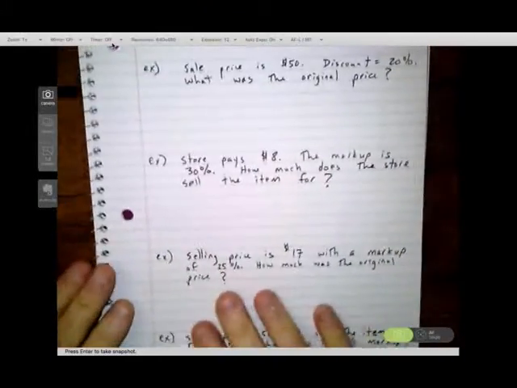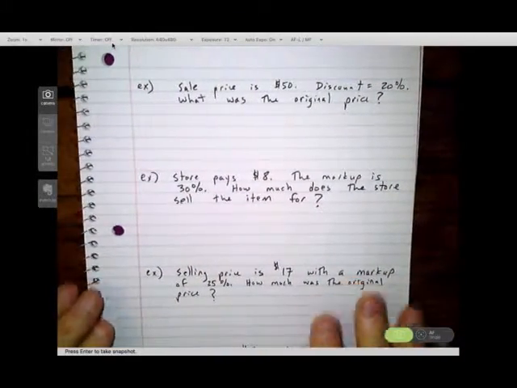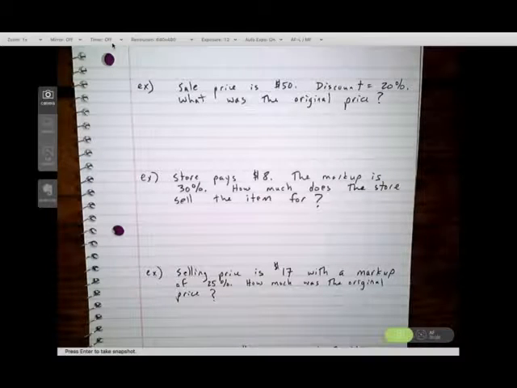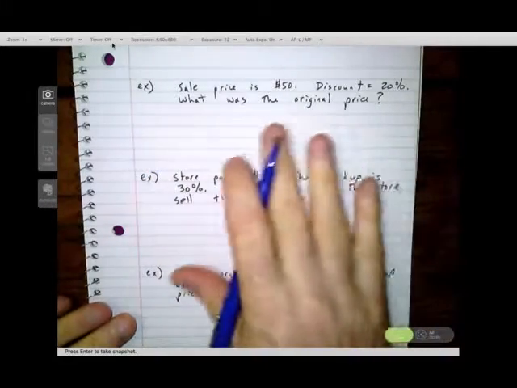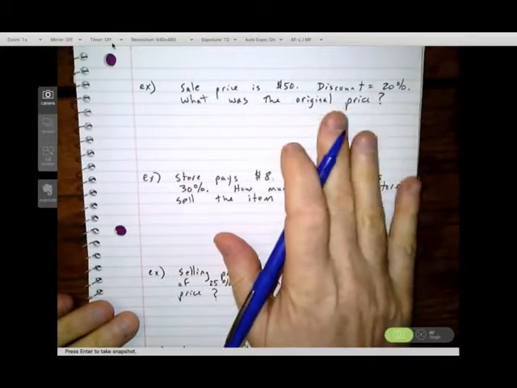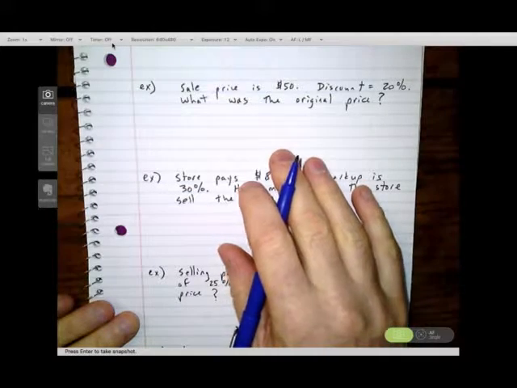Okay, here's the next one. Let's say our sale price is 50 bucks and the discount is 20%. What was the original price? Okay, so again, we'll just go about this like we did using our formula, and we'll solve for the missing variable.